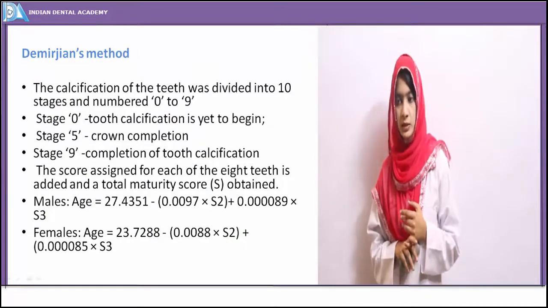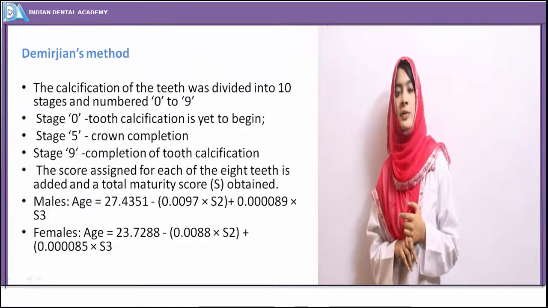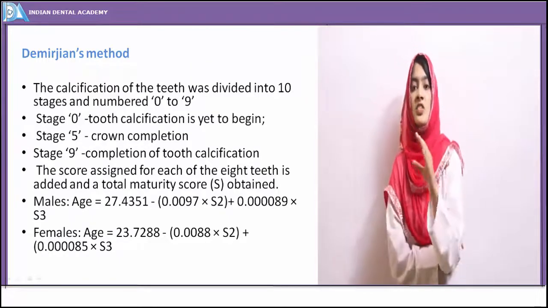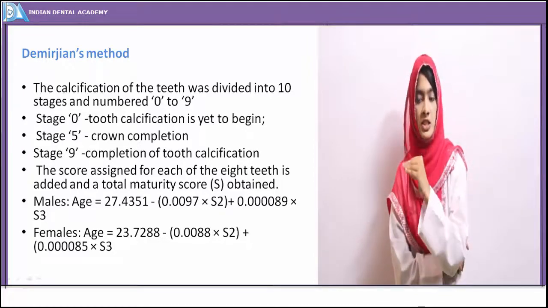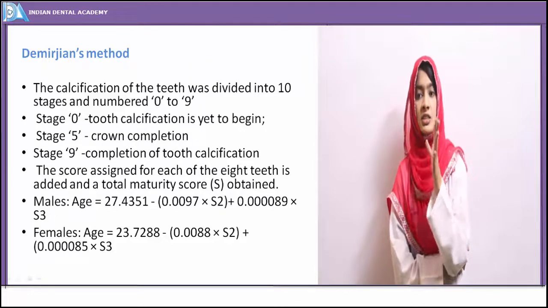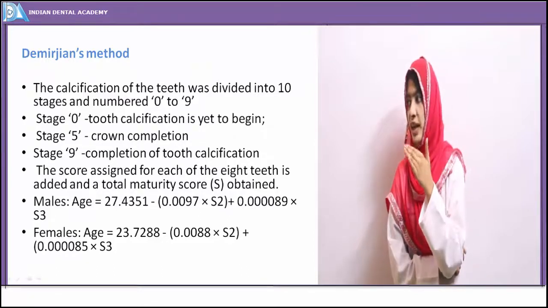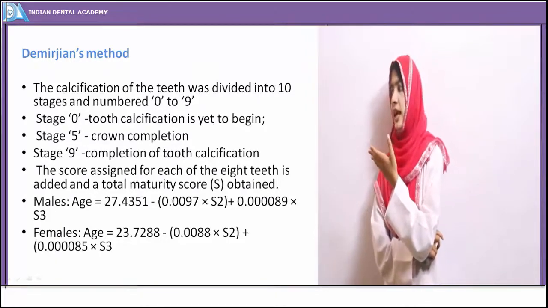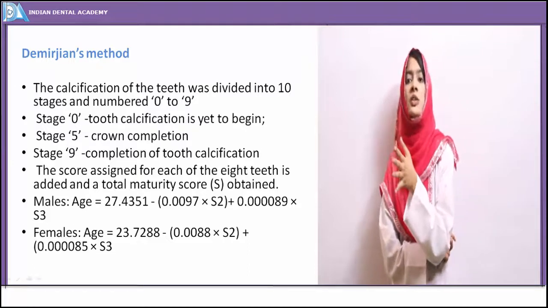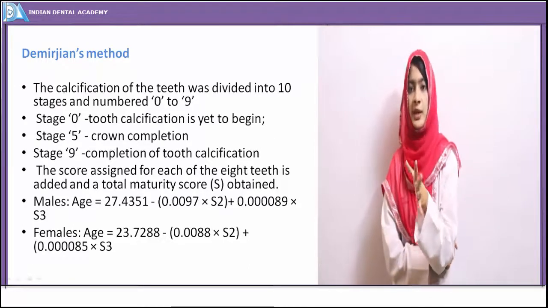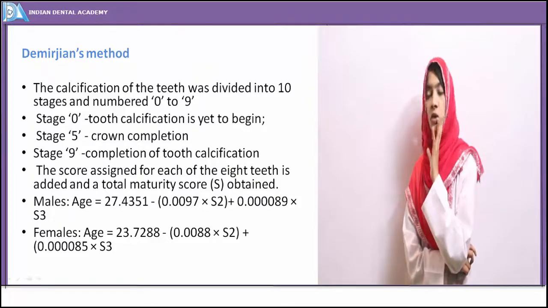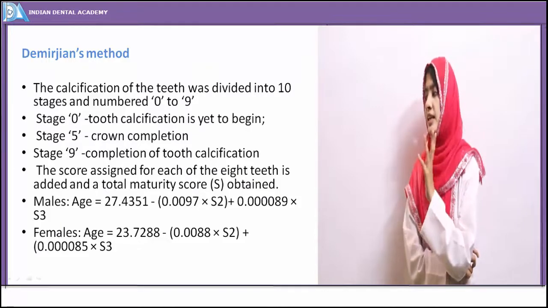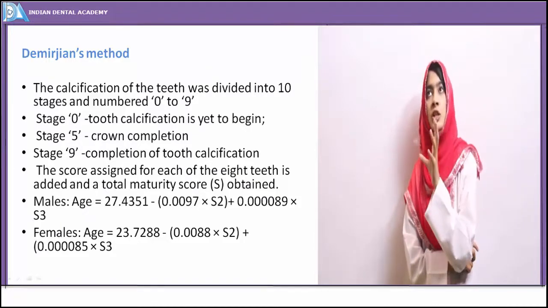And age estimation in adolescents is carried out by Demirjian's method. Basically, he also gave different stages for different tooth development stages. He divided the stages from letters A to H, and the stages were numbered as 0 to 9, and we'll see the stages. Characteristically, stage 0 shows that the tooth calcification has not yet begun. Stage 5 shows that the crown of the tooth is completed, whereas stage 9 shows that the tooth is completely calcified.